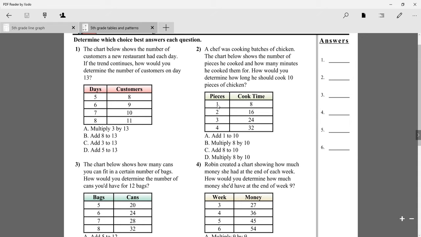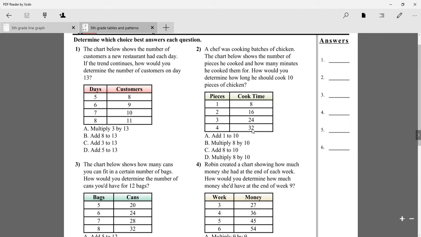So what is the pattern here? It looks like as the pieces go up by 1, we're going 8, 16, 24, 32, which looks like we're adding 8 each time, right? So we're just multiplying the amount of pieces by 8. 1 times 8 is 8. 2 times 8 is 16. 3 times 8 is 24. 4 times 8 is 32.